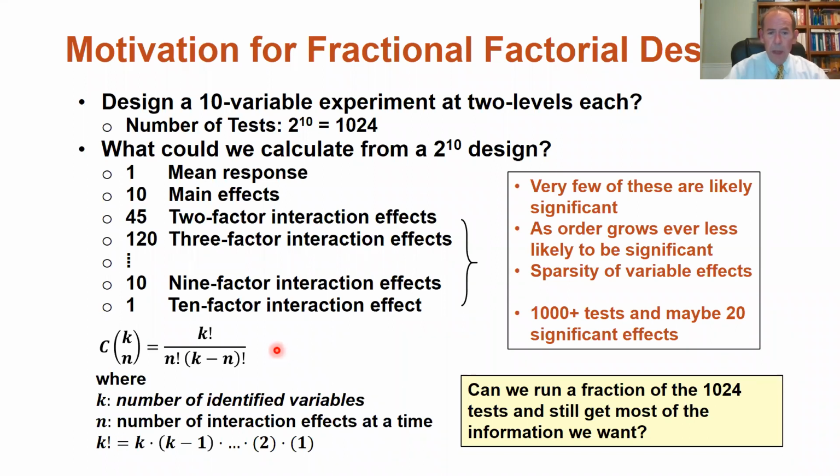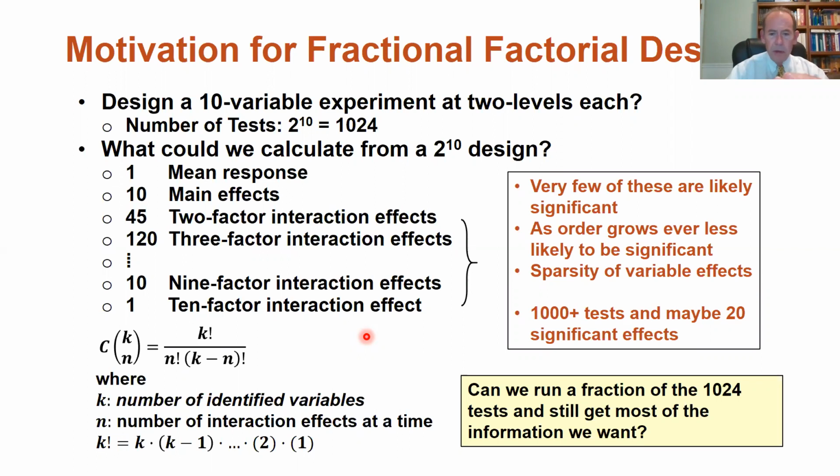And it turns out that as we consider more and more variables in a situation like this, where we're considering all possible combinations of the variables at 2 levels, the fraction of the total effects that are important is going to become smaller and smaller. As the order, the number of variables considered, grows larger, the fraction of effects that are significant becomes smaller and smaller. We refer to this as the sparsity of effects.